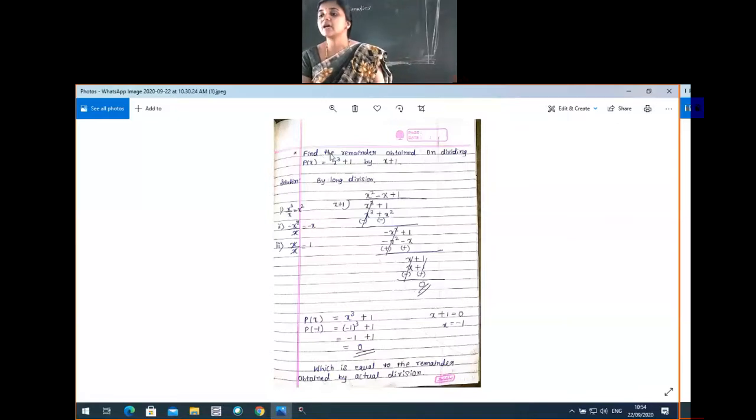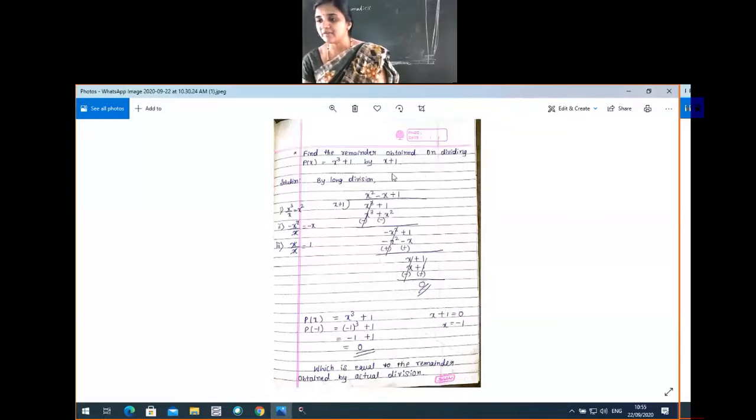The question is: find the remainder obtained on dividing p of x equals x cube plus 1 by x plus 1. Listen carefully. We have to find the remainder. Here, p of x, that is x cube plus 1, is the dividend, and the divisor is x plus 1.